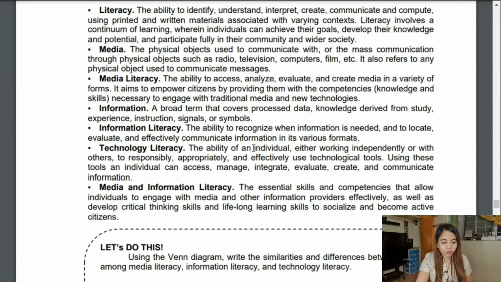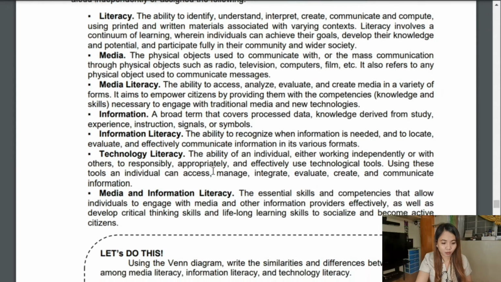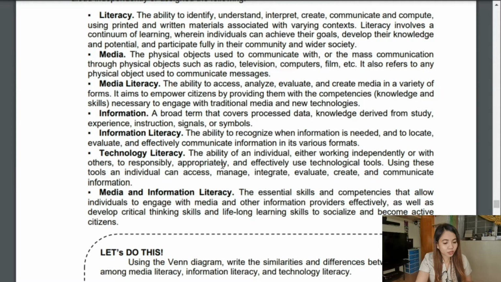Next is technology literacy. Although I have to tell you also that MIL is not an ICT subject. So technology literacy here only refers to the ability of an individual, either working independently or with others, to responsibly, appropriately, and effectively use technological tools.